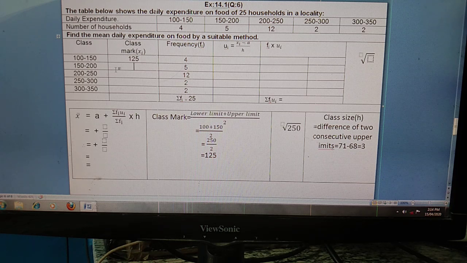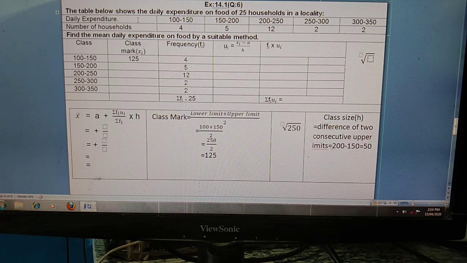Now to get the class mark of the second class, we'll find out the class size. Here I have found out the class size. We know the formula: the difference of two consecutive upper limits is called the class size. If I consider these two upper limits, 150 and 200, so 200 minus 150 will be 50. So 50 is our class size.